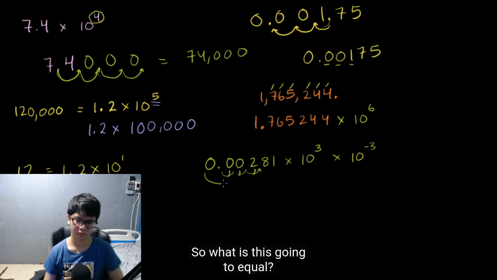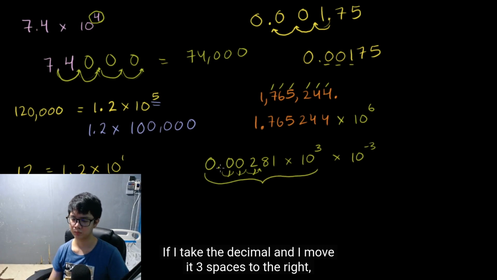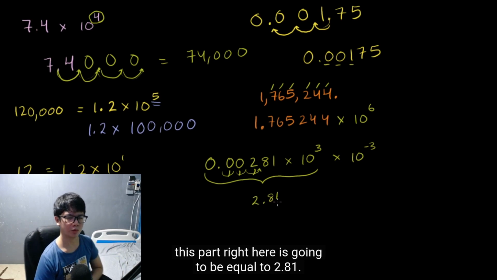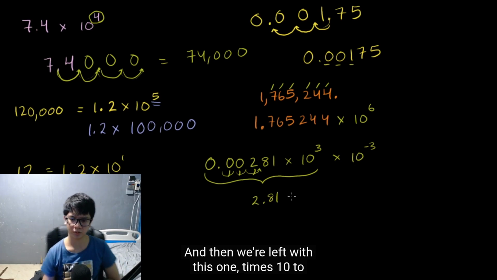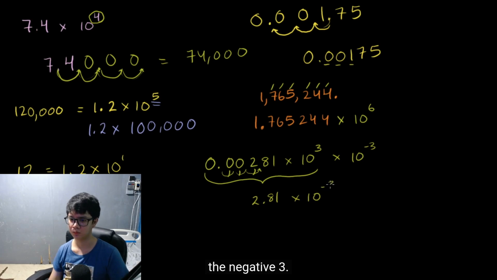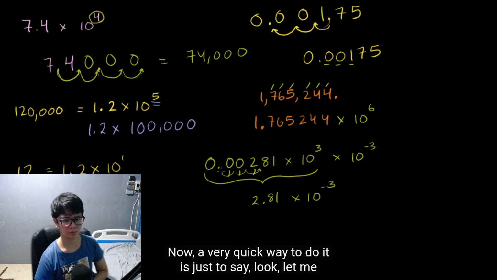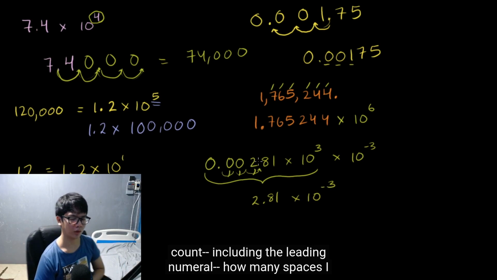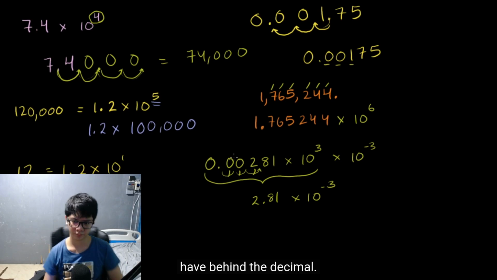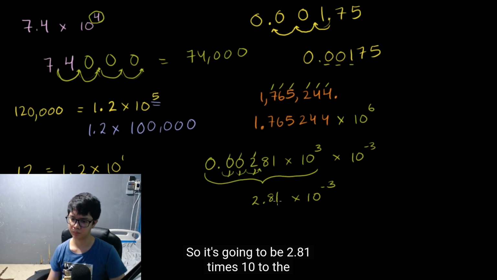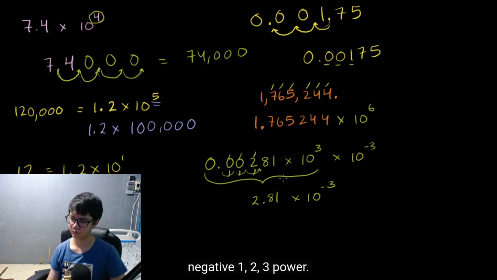So what is this going to equal? If I take the decimal and I move it 3 spaces to the right, this part right here is going to be equal to 2.81, and we're left with this one, times 10 to the negative 3. Now, a very quick way to do it is just to count, including the leading numeral, how many spaces I have behind the decimal. 1, 2, 3. So it's going to be 2.81 times 10 to the negative 3.